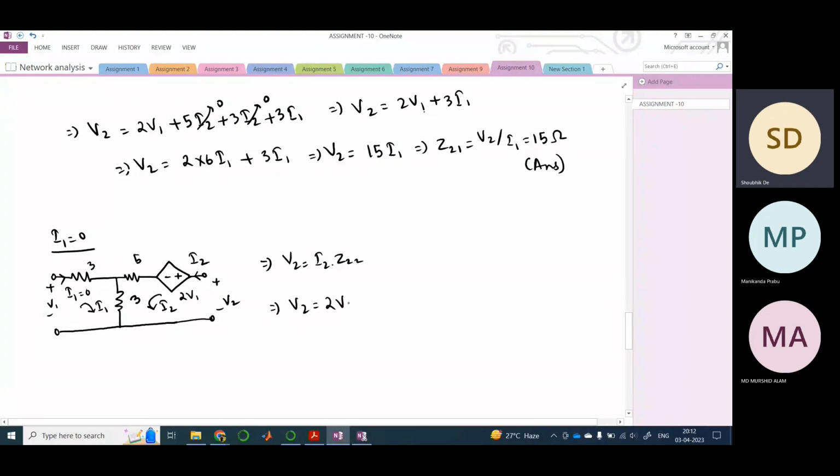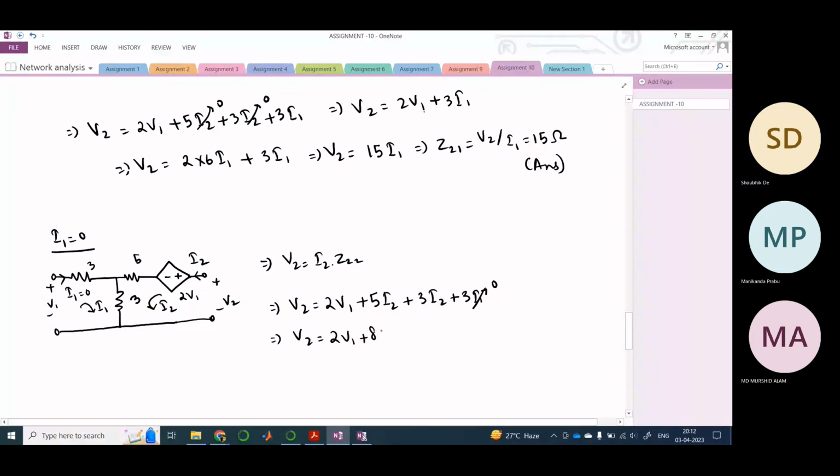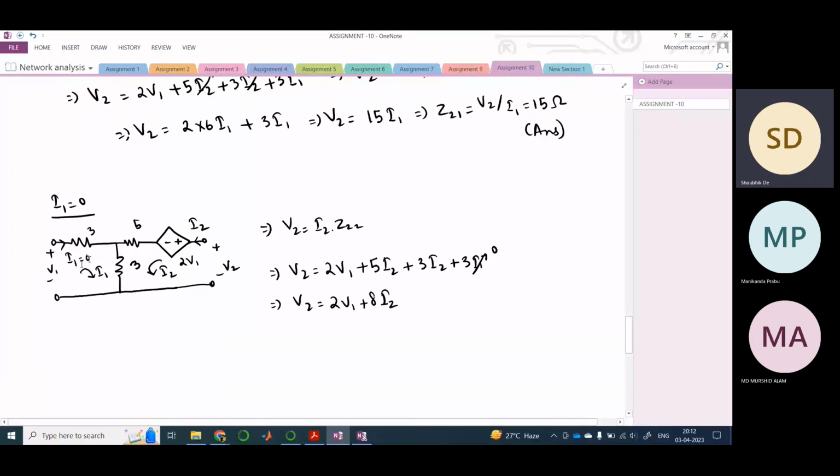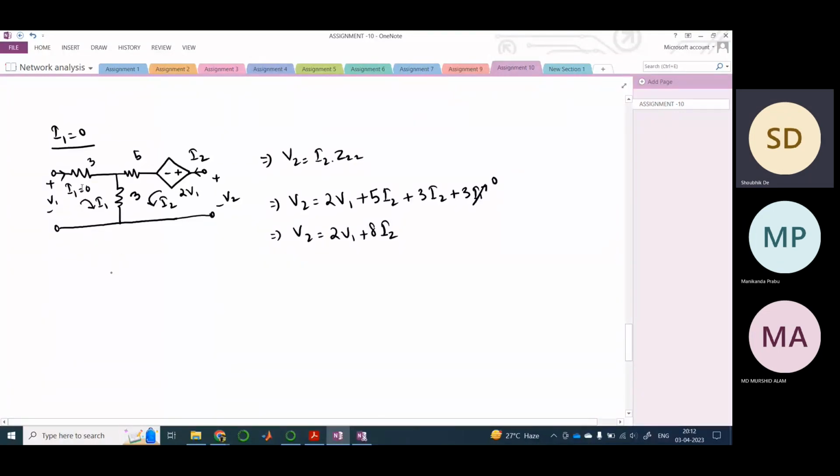So this would be V2 equals 2V1 plus 5I2 plus 3I2 plus 3I1, which is 0. Therefore, V2 equals 2V1 plus 8I2. Now you also write the KVL here. So this is what V1 equals. I'm directly writing 6I1 because this is 3I1 plus 3I1 plus 3I2, right? So this is 0. Therefore, V1 equals 3I2, and we substitute it here.